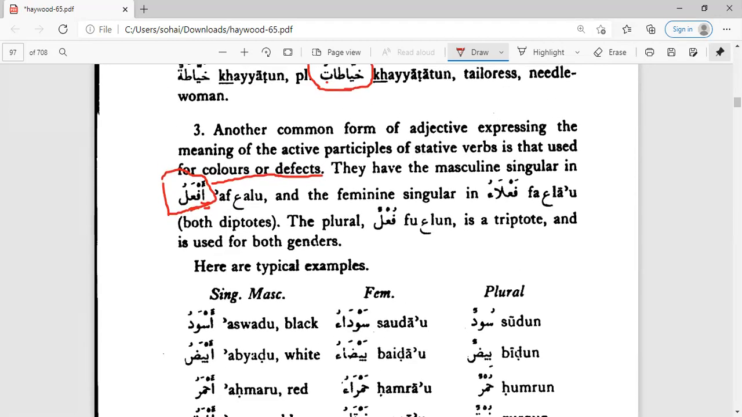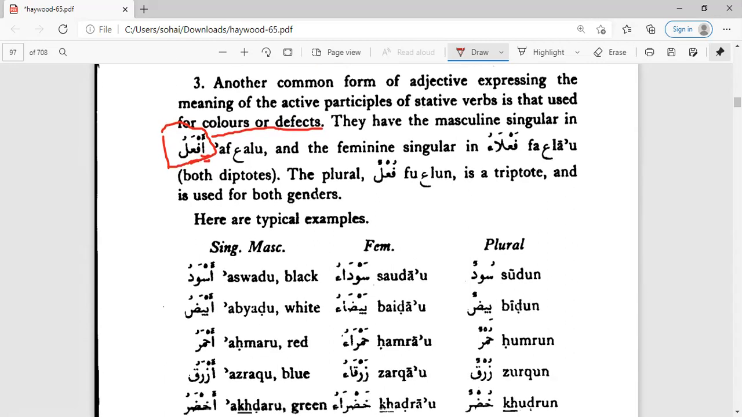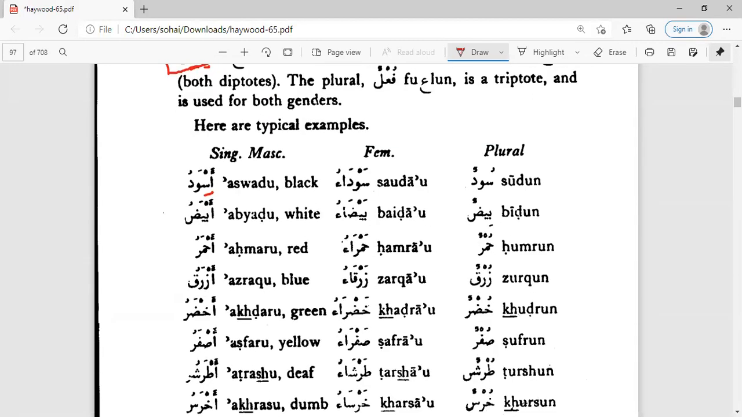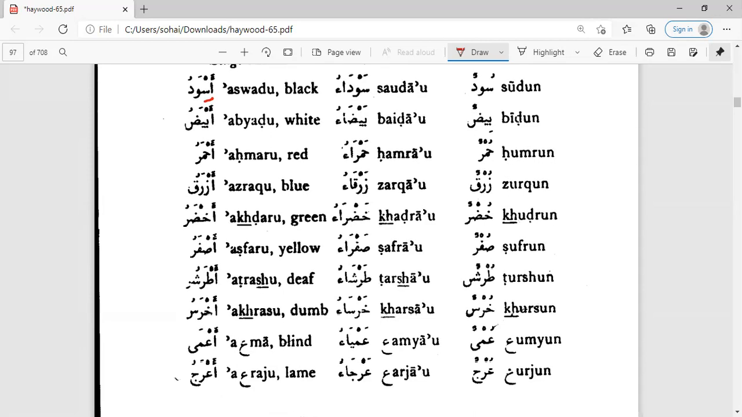Okay, so this is for masculine. So for example, aswadu, sin, waw, and dal are the root letters. Alif is the additional. It means black. Abiyadu, white. Ba, ya and dal are the root letters. Ahmaru, red. Azraku, blue. Akhdaru, green. Asfaru, yellow. Atrashu means deaf. Akhrasu, it should be akhrasu.